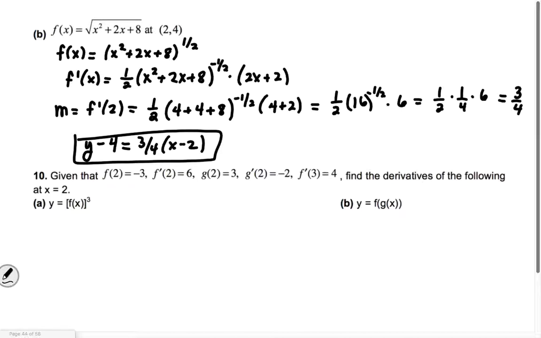All right, so number 2. Given that f of 2 equals negative 3, f prime of 2 equals 6, g of 2 equals 3, g prime of 2 equals negative 2, and f prime of 3 equals 4, find the derivatives of the following at x equals 2. These are classic table problems, but I don't have this information in a table.